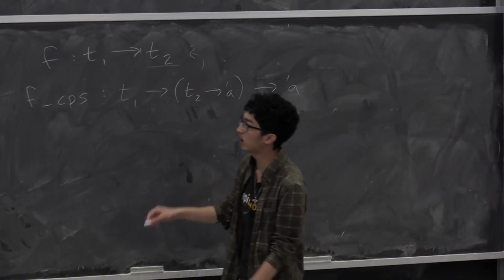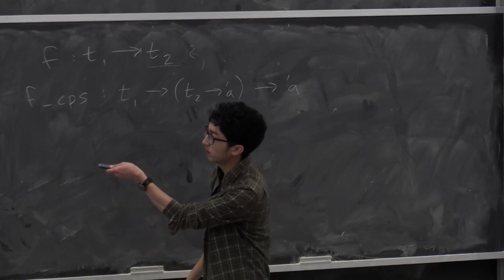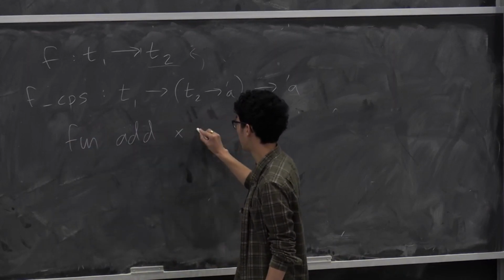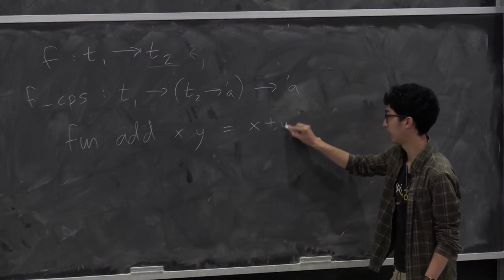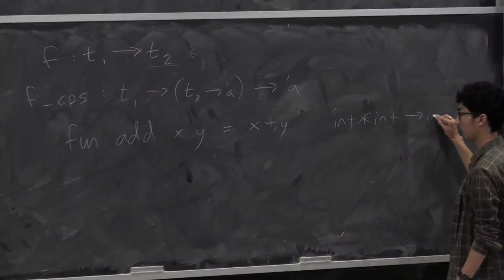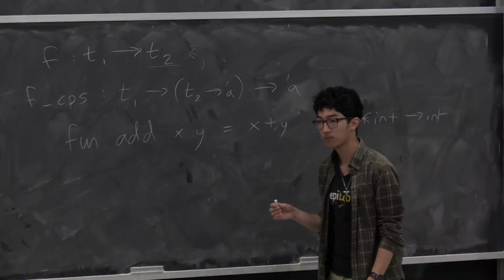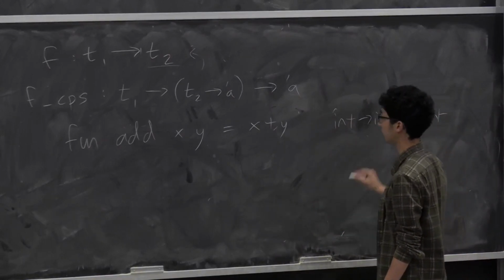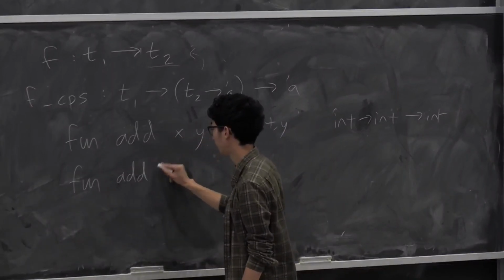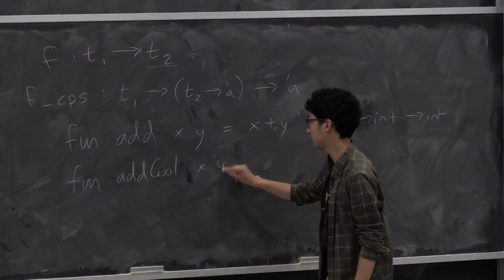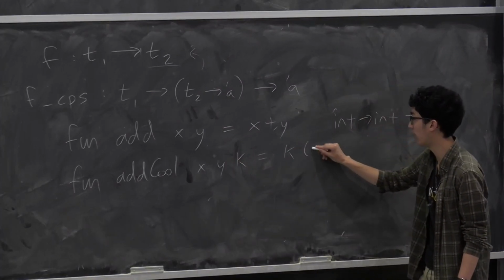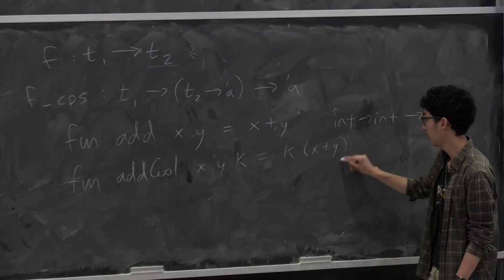And you should see this because of the fact that map cool originally, well, actually, let's not do that one. If I had fun add xy, it was x plus y, right? This is type int star int to int. Oh, sorry, it's curried. Yeah, you're right. Int to int to int. We can arbitrarily generalize this for as many curried arguments as we want, actually. If I wanted to write add cool, well, what would I do? xy, and then I add the continuation k, and then I just say that it's equal to k of x plus y, or x plus y pipe k, right?